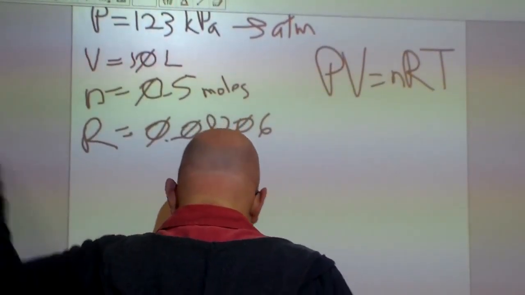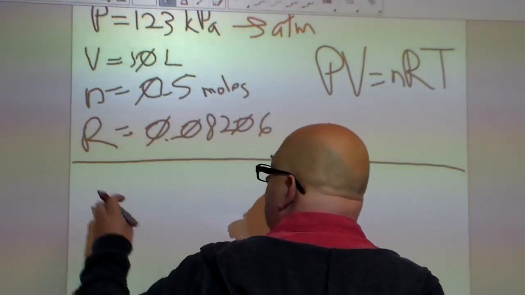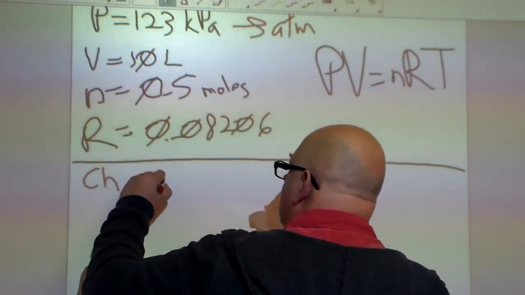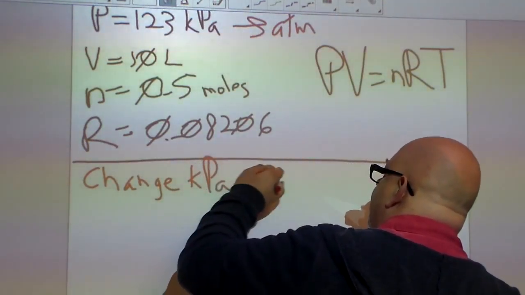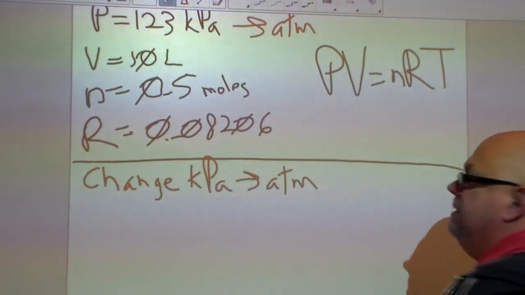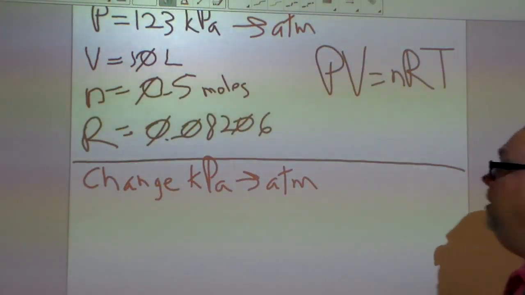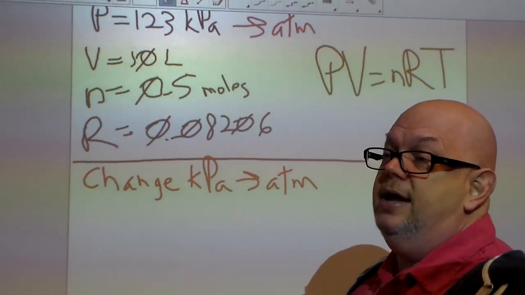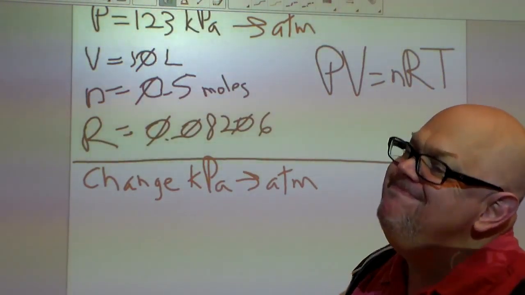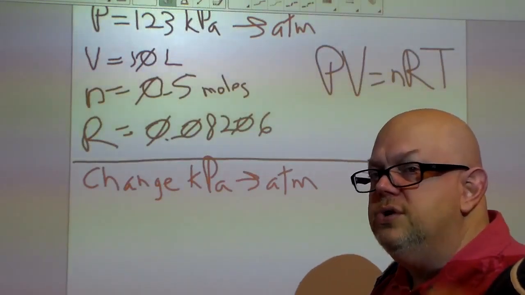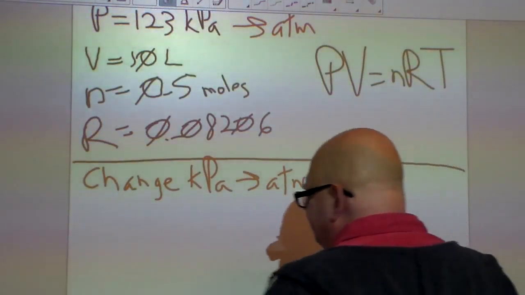All right, so our first thing we need to do, we have to change kPa to atmosphere. That's our first thing. How do we do this? You're going to need the Vamos a la Playa chart. You'd say, well, Mr. Canu, did you put that on the worksheet? No. You're going to have to use your notes, or you could use the book, or you can look it up on the internet. Okay?